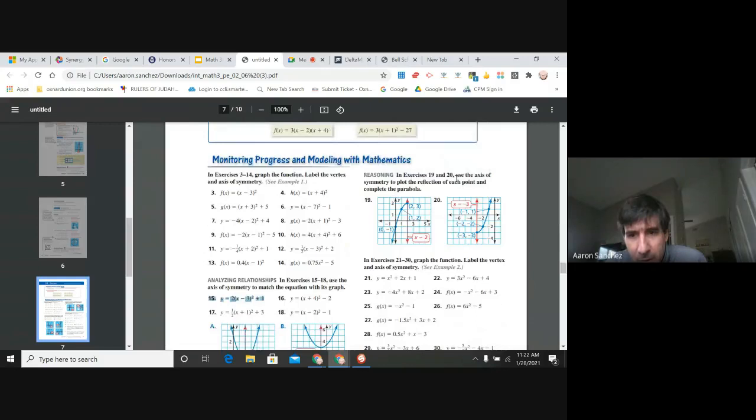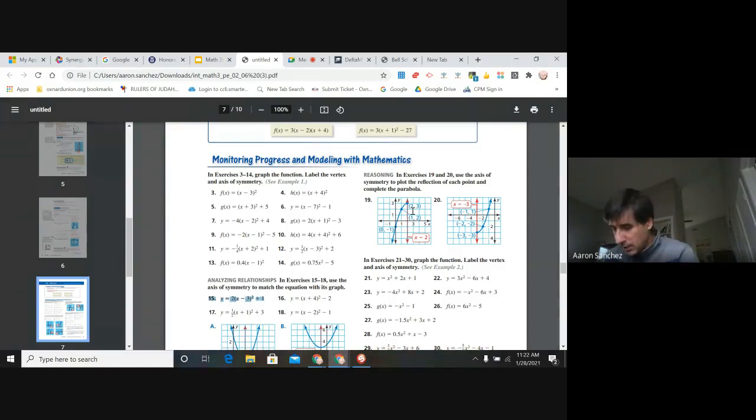In exercises 19 and 20, use the axis of symmetry to plot the reflection of each point. So we just plot the points and mirror it. That's all you have to do. You guys are going to have to graph that, so draw that picture and just mirror it.